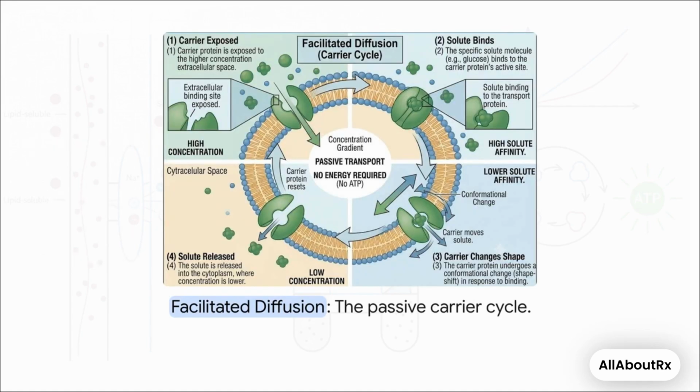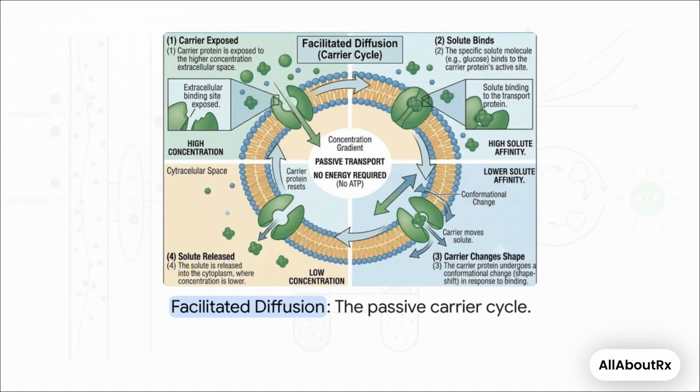Now here we see facilitated diffusion, which is a passive form of carrier-mediated transport. Notice that no ATP is required here whatsoever, because the substance is still moving downhill from high to low concentration. The carrier simply grabs the molecule, changes shape, and releases it on the other side.